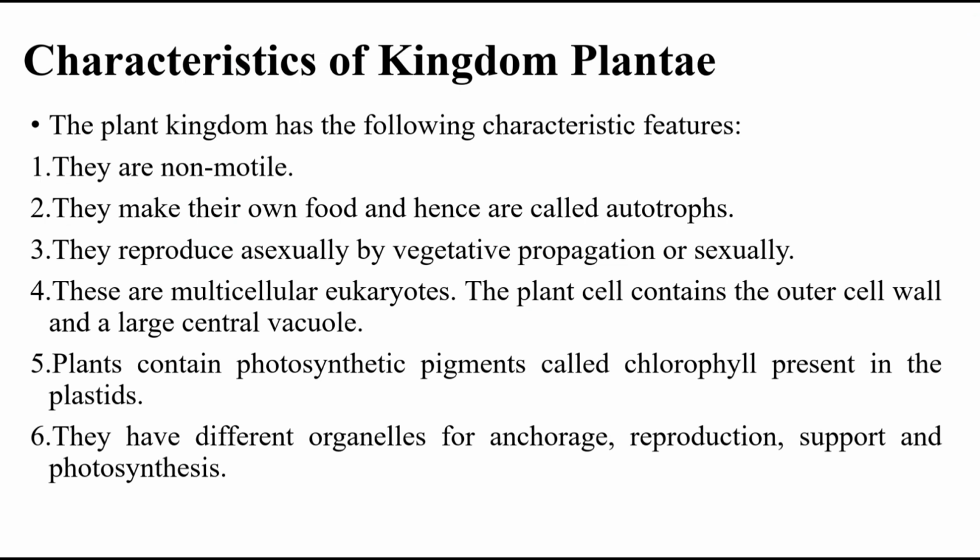They reproduce asexually by vegetative propagation, by cutting, layering, and other methods, or they can reproduce sexually. These are multicellular eukaryotes. The plant cell contains an outer cell wall and a large central vacuole. Plants contain photosynthetic pigments called chlorophyll present in the plastid. Plant cells have a green colored plastid called the chloroplast, and inside that chloroplast chlorophyll pigments are present. They have different organelles for anchorage, reproduction, support and photosynthesis.